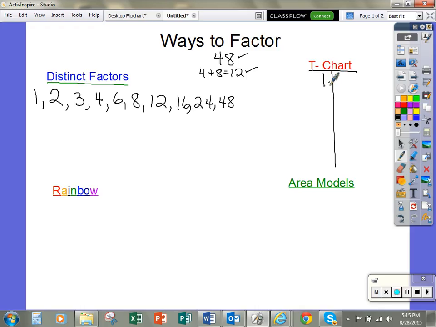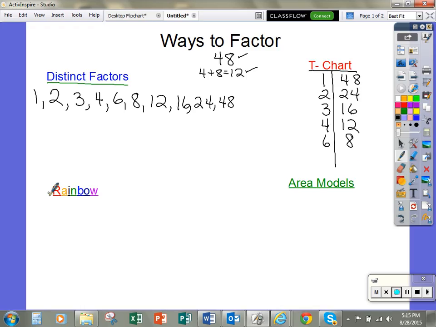A factor pair is a pair of numbers that multiply together to get a number, such as 1 and 48, 2 and 24, 3 and 16, 4 and 12, 6 and 8. If there's not a number higher than 6 but lower than 8 that goes into 48, then you know you're done.